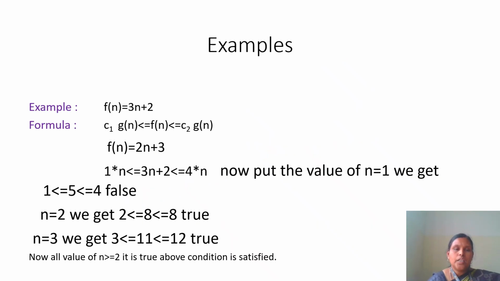This is the example. Here I am taking the example f of n equal to 3n plus 2, with c1 into g of n less than or equal to f of n less than or equal to c2 into g of n. So f of n will be 3n plus 2. So constant c1 is 1 and constant c2 will be 4. If I execute this algorithm, for n greater than or equal to 2, the condition is satisfied. For other values the condition will be false.